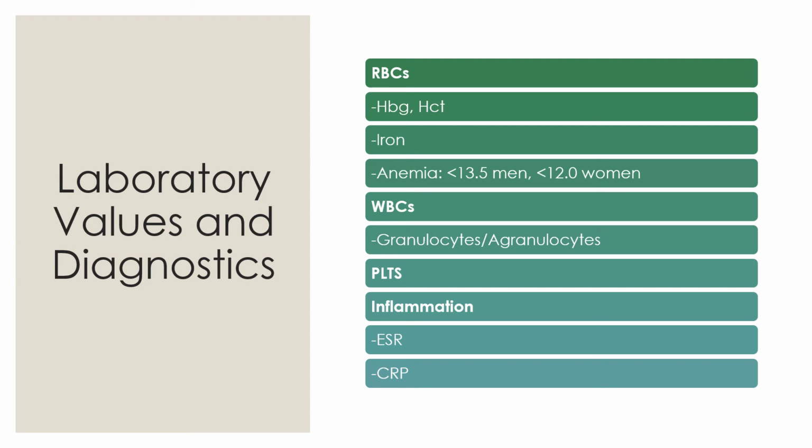The C-reactive protein, or CRP, is produced by the liver during the acute phase of inflammation. The ESR and CRP are often used concurrently to monitor inflammation.